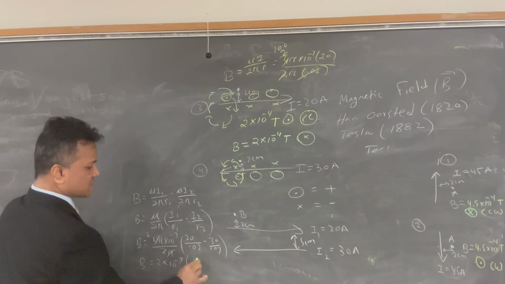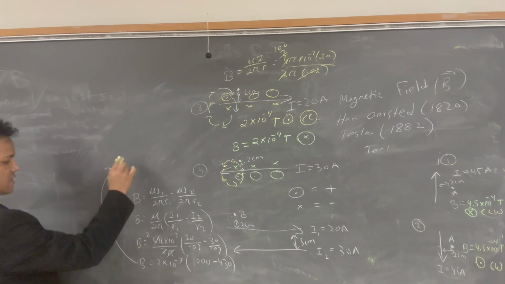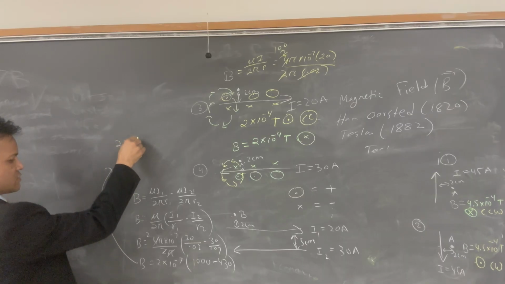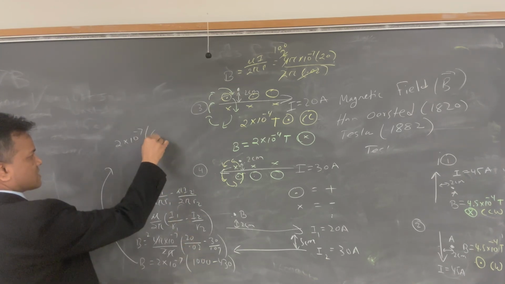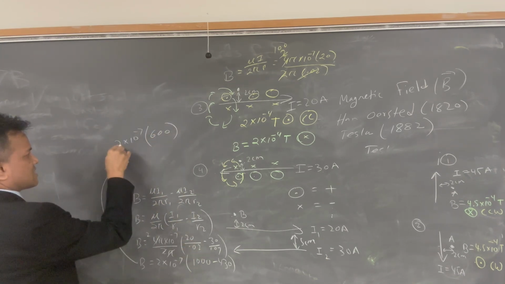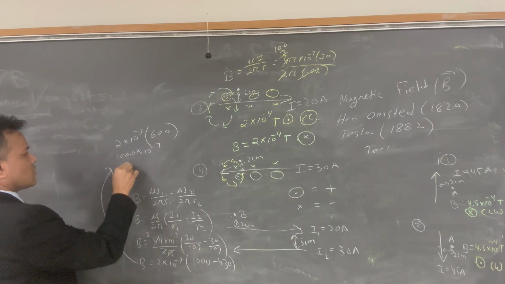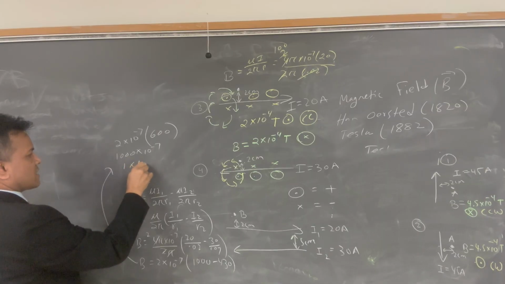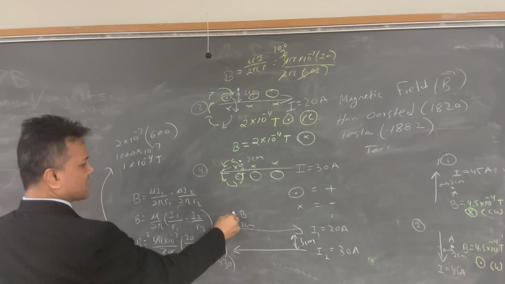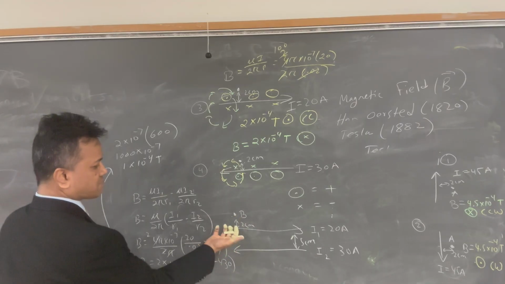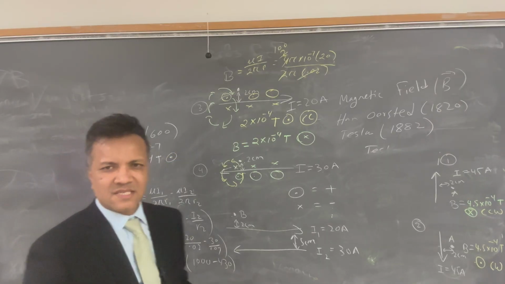And this is 1000 minus this is 430. So let's do it over here. So 2 times 10 raised to minus 7. 1000 minus about 400, which is 600. So 600 times 2, 1200. I'll just write 1000 times 10 raised to minus 7. This is 1.1 times 10 raised to minus 4 Tesla. The direction over here is again outward. Okay, good. This is the magnetic field.